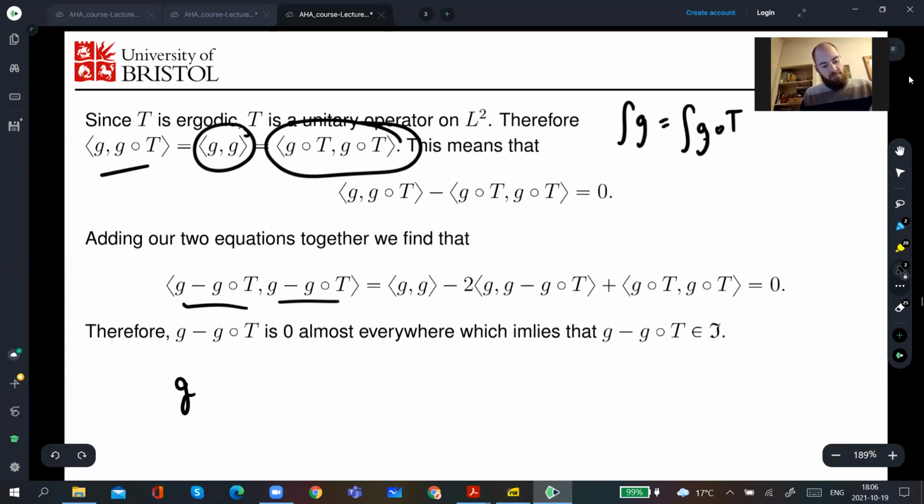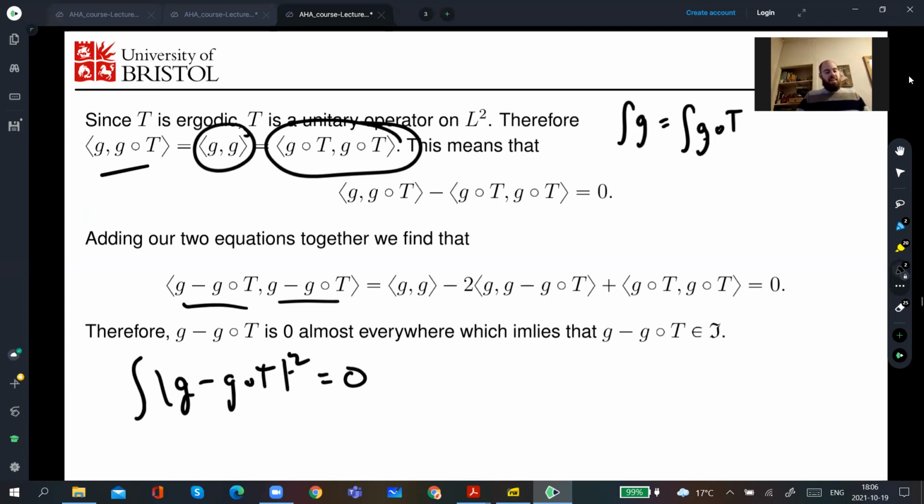So I have a function which, when inner producted with itself, is 0, which means that function is 0 almost everywhere. And that just means it's a cocycle. Sorry, it means it's an invariant function. This cocycle is an invariant function because g equals g composed with T almost everywhere.